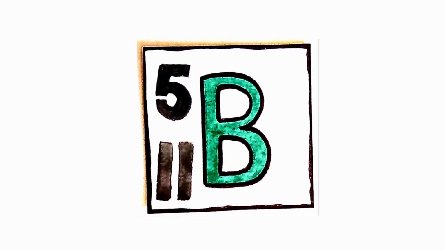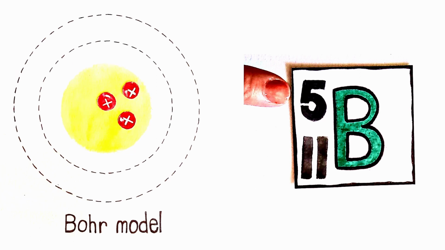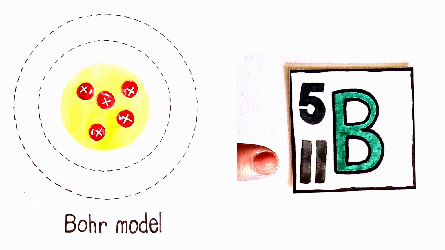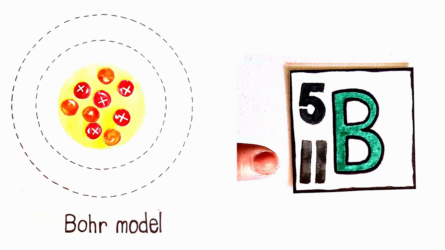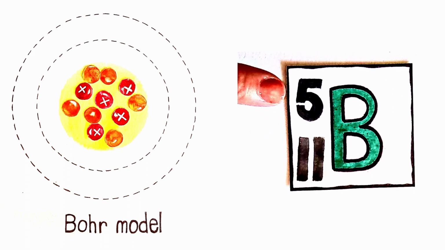Boron! Element number 5. Boron has an atomic number of 5. That means that a boron atom has 5 protons inside its nucleus. Boron has a mass number of 11, meaning that the nucleus has 11 nucleons. 11 minus 5 is 6. We will add 6 neutrons. Now the nucleus has 11 nucleons, consisting of 6 neutrons and 5 protons.